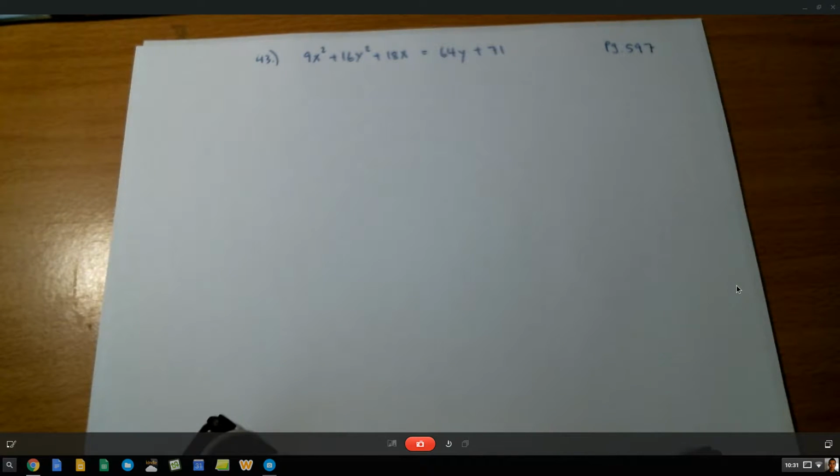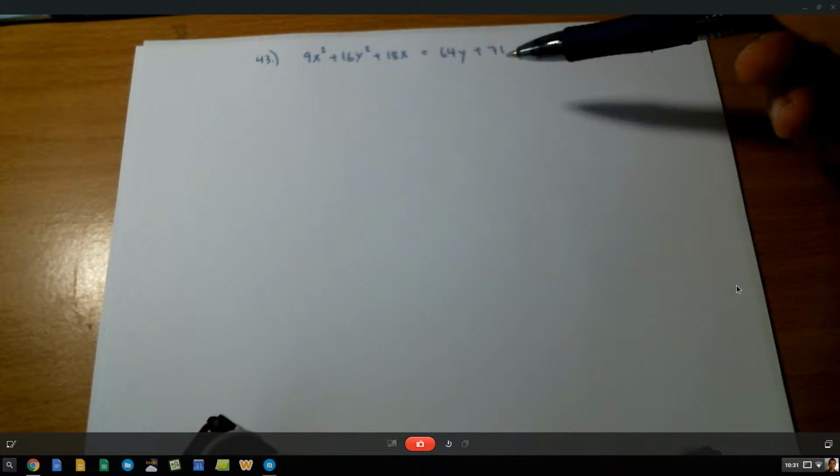Some of you in class asked me to do number 43 on page 597. On page 597, the instruction says the graph of each equation is to be translated 3 units right and 5 units up. Write each new equation. Okay? So we have this equation here. We have to translate it, but before we do, we have to put it in standard form first.